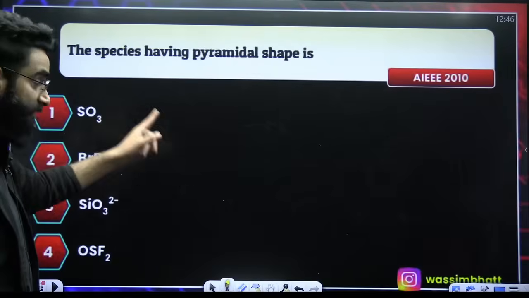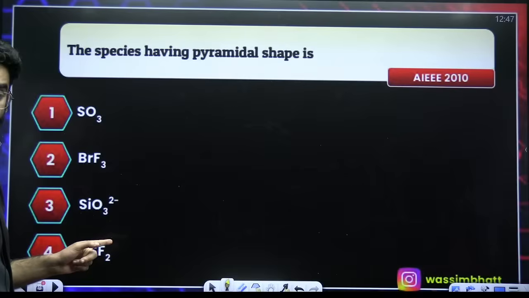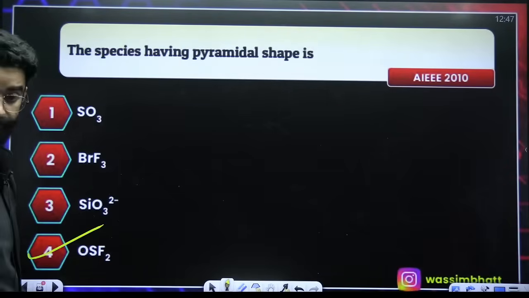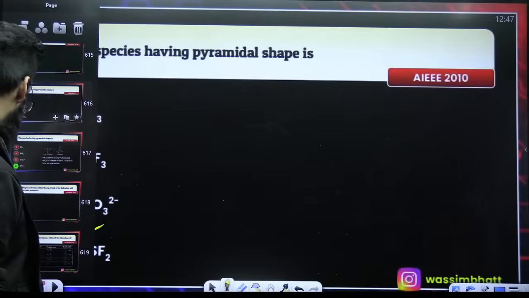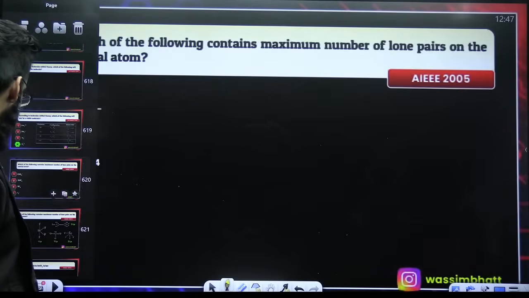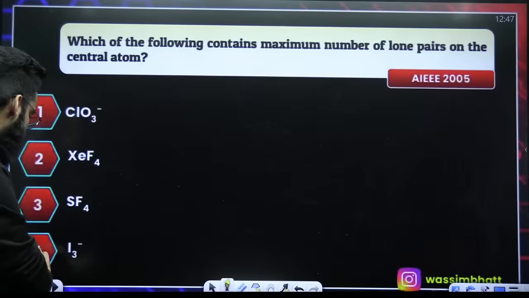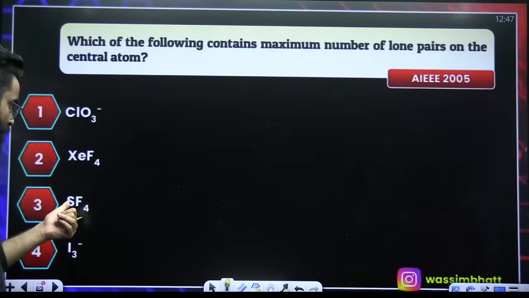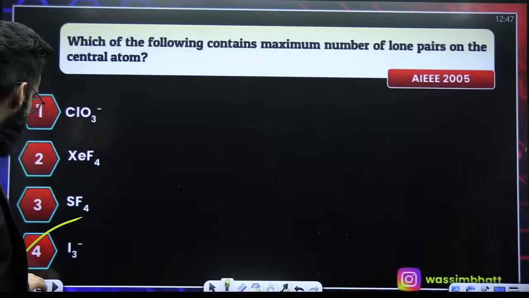This is also a question which we solved long back. This is also a JEE Main question. The species having pyramidal shape. It is OSF2. Okay, OSF2. Which of the following contains maximum lone pairs on the central atom? On the central atom, 3 lone pairs, 1 lone pair, 2 lone pairs, 1 lone pair. So maximum here.